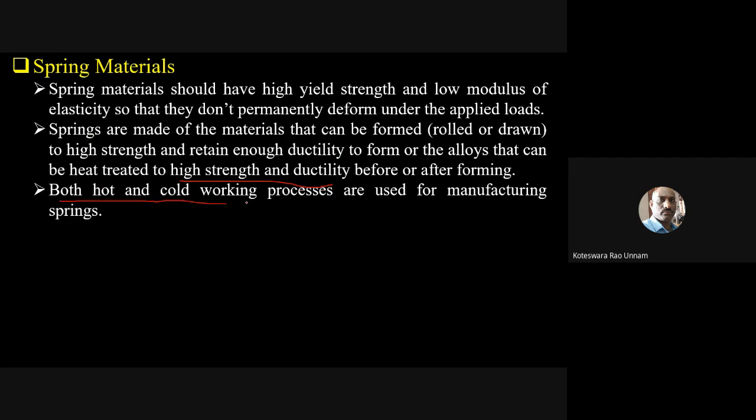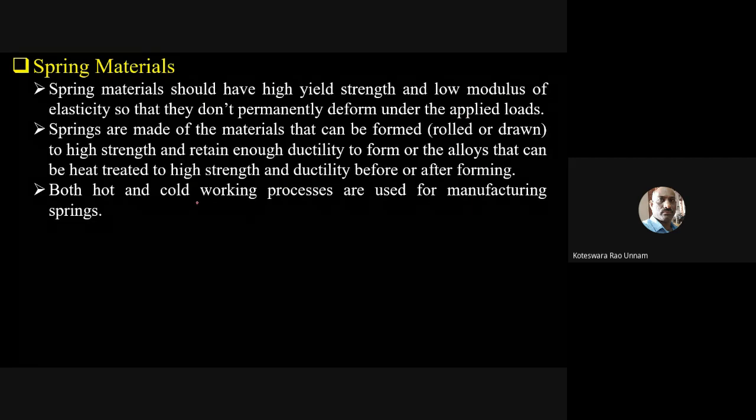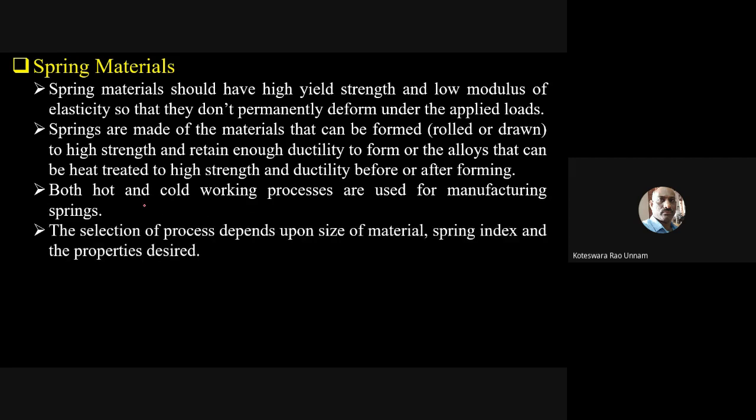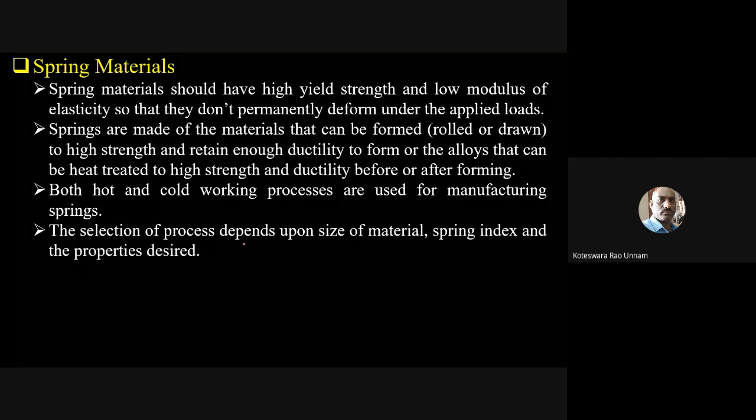Both cold and hot working processes are used to manufacture the springs. Like already written here, either cold rolling, hot rolling, cold drawn or hot drawn process can be used to manufacture the spring wires. The selection of process depends upon the size of the material, spring index and properties desired. So what type of manufacturing method is used to produce the springs will depend upon these factors.